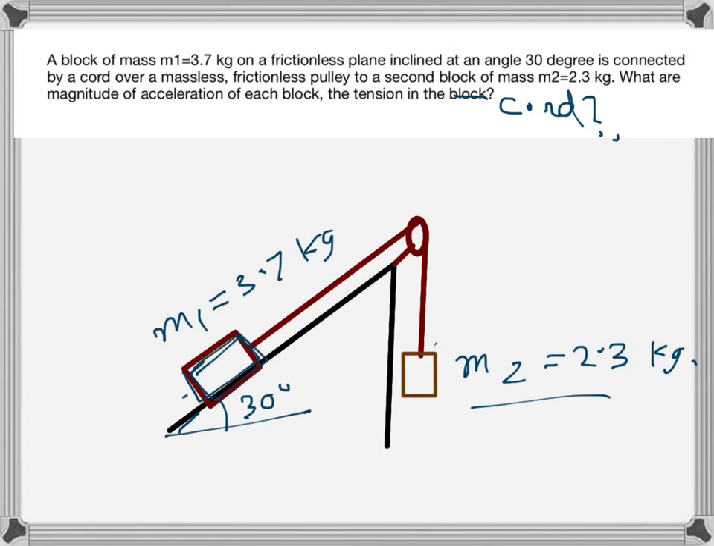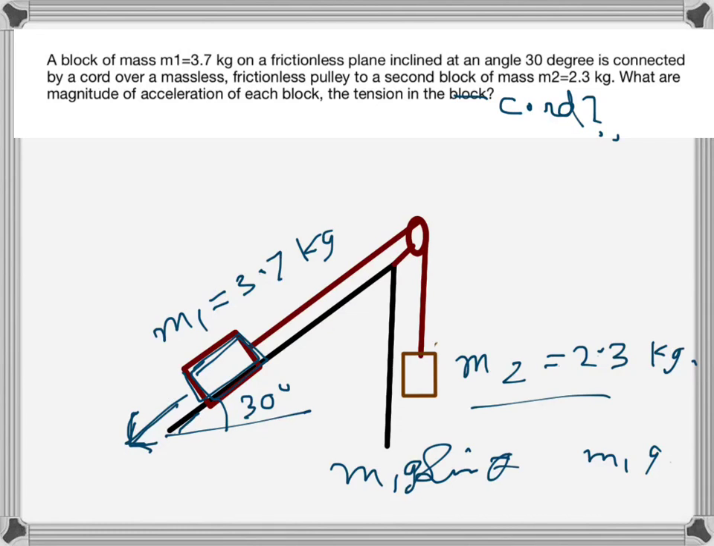Because of this mass, the component of the weight force in this direction will be m1 g sine theta. Theta here is 30 degrees because this is an inclined plane of 30 degrees. If it were 90 degrees, then sine 90 degrees would be 1, and that would be mg. So the weight's component in this downwards direction is m1 g sine theta.